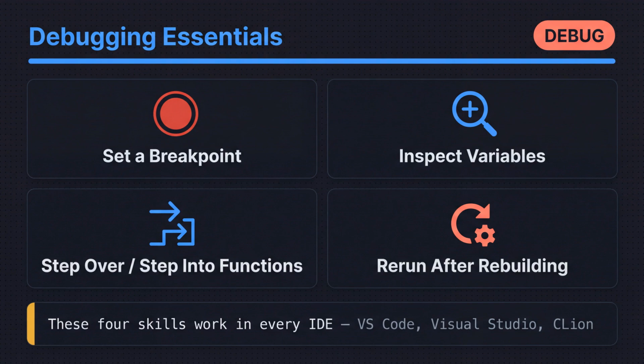Third, step over and step into. Step over executes the current line and moves to the next one. Step into follows a function call down into its implementation. Fourth, rerun after rebuilding. Make a change, recompile, and run under the debugger again. These 4 skills work identically in VS Code, Visual Studio, and CLion. Master them once, and they transfer everywhere.